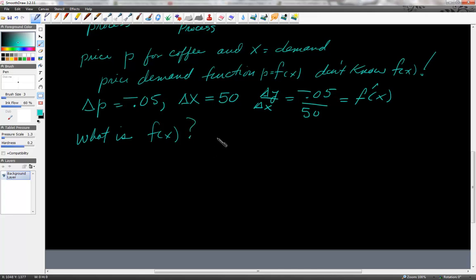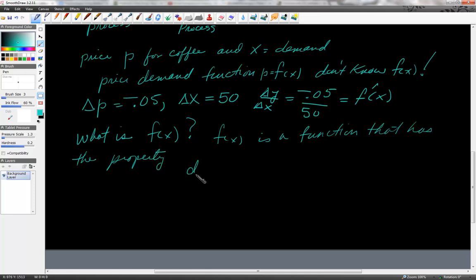So I'm going to ask the question, what is f of x? Well, I do know this. I know that f of x is a function that has the property that d f of x dx is equal to negative 0.05 over 50. I know the derivative of f, but I don't know f.